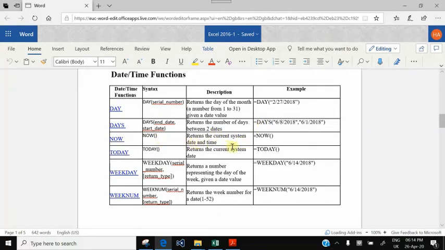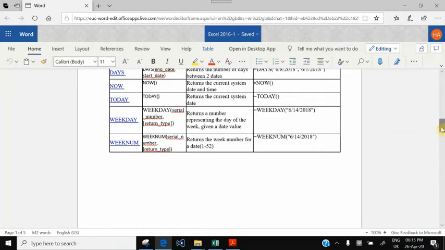Now returns the current system date and time. Today returns the current system date only. Weekday returns a number representing the day of the week, given a date value. And weeknum returns the week number for the date, 1 to 52.